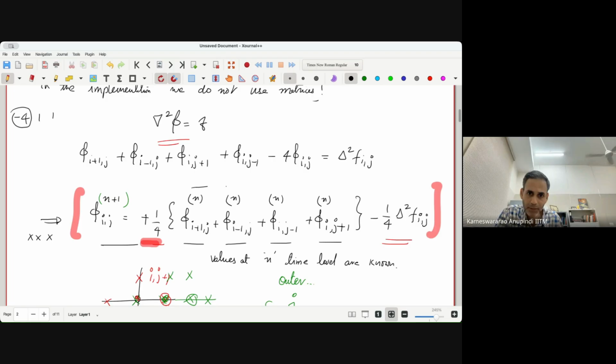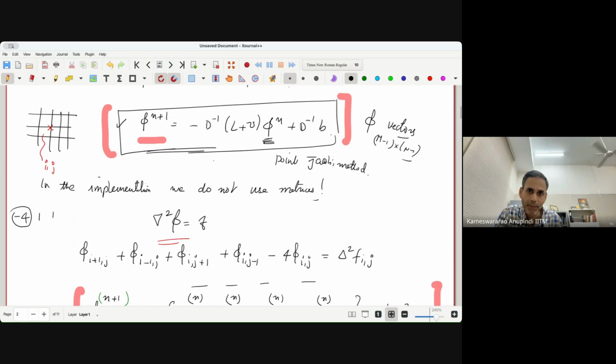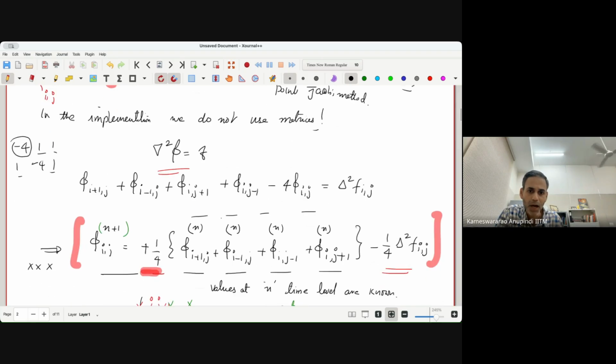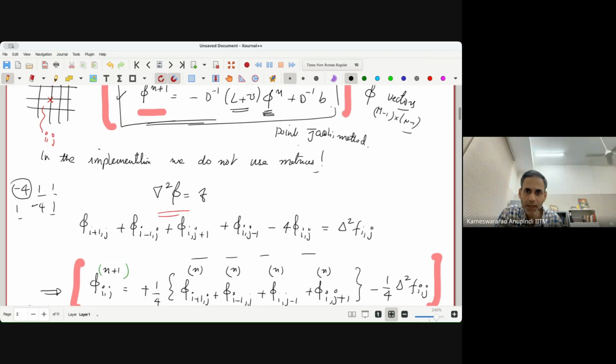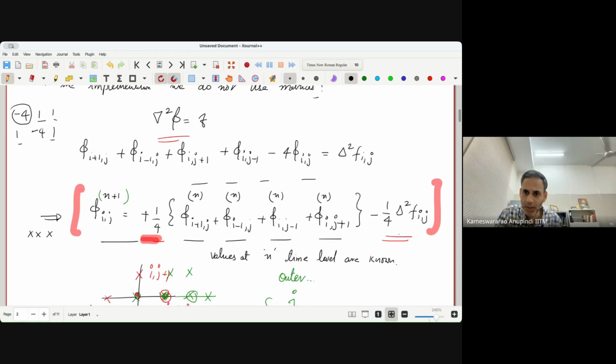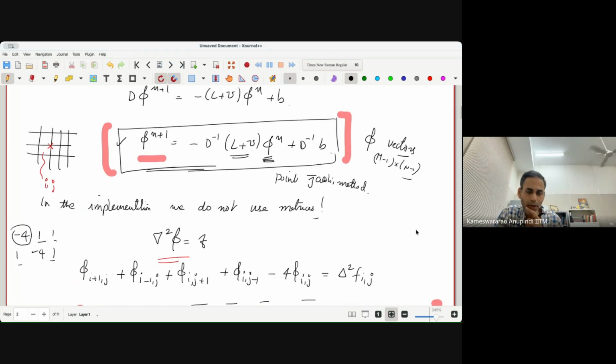And then all the neighboring values. So this is all L plus u, because we had 1, 1, 1, minus 4, 1. So all these ones when multiplied with the neighbors are giving you all the summation. And then, of course, the b times d inverse is also here, right? That is your right hand side. Okay, so that is about the point Jacobi method.